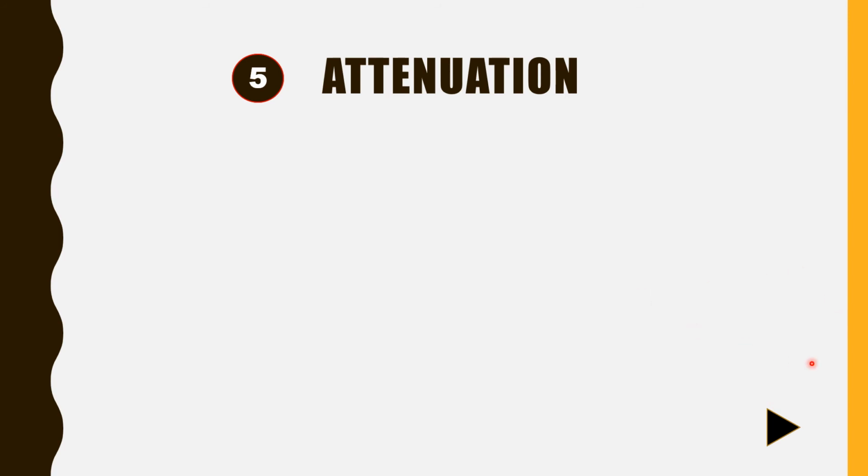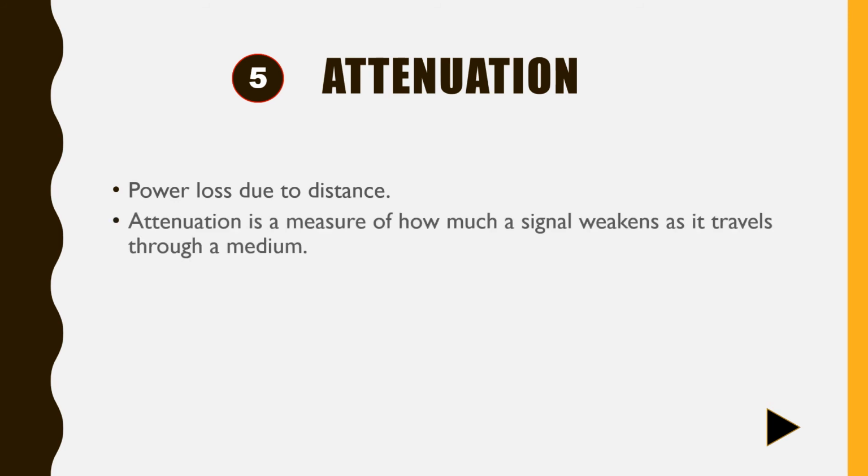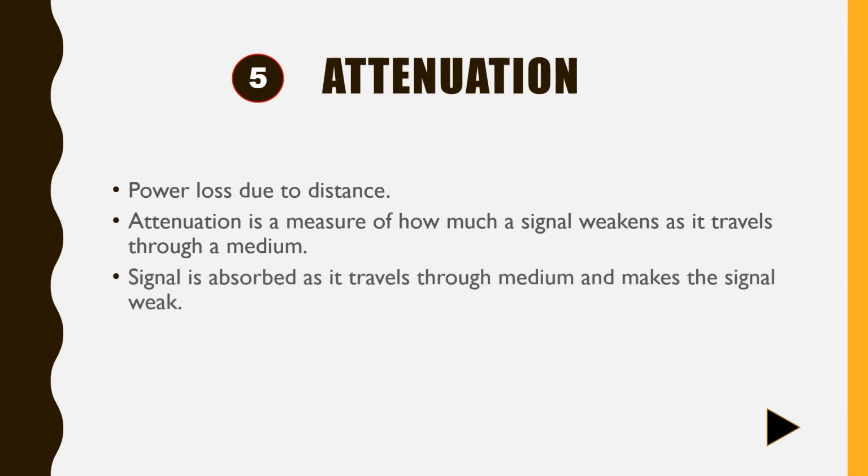So here it is shown: attenuation means power loss due to distance. Attenuation is a measure of how much a signal weakens as it travels through a medium. The signal is absorbed as it travels through the medium, which makes the signal weak. Now, repeaters are used to regenerate the signals.